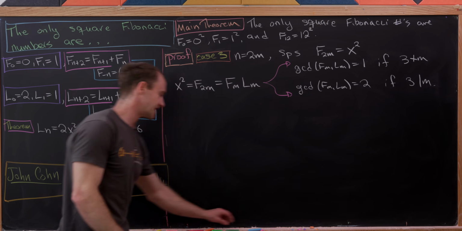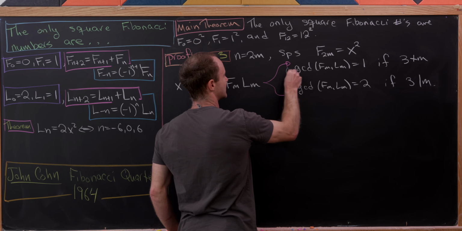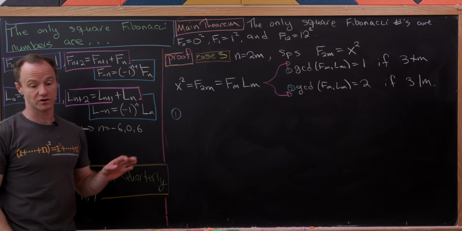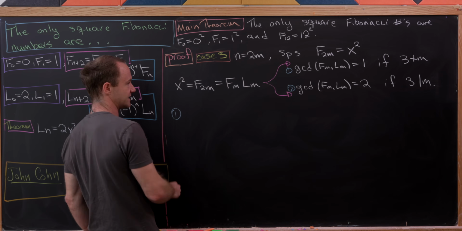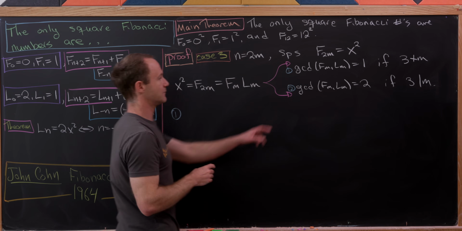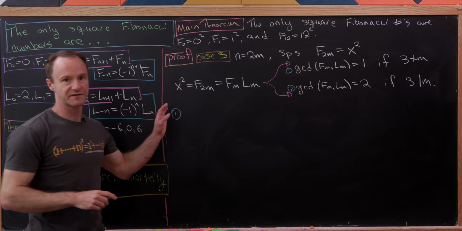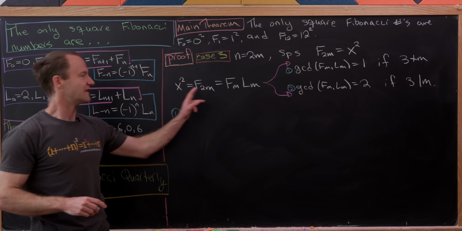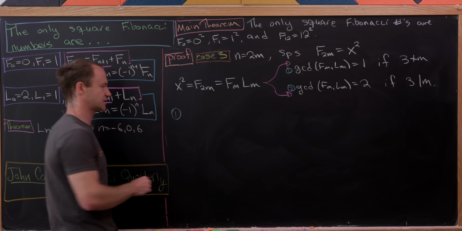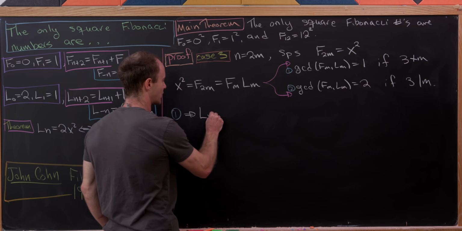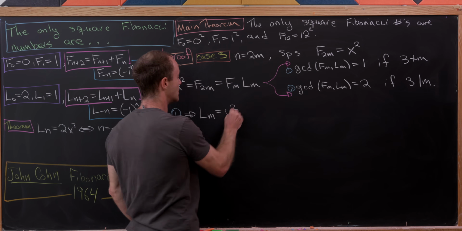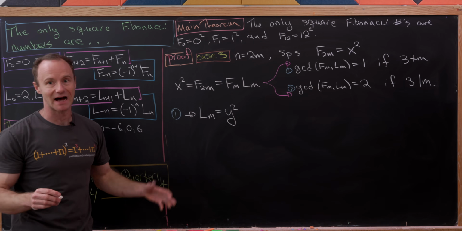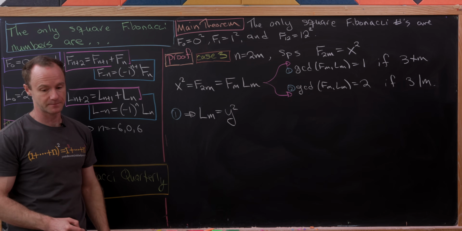And that's going to break us into two subcases. So I'll number this first one 1 and this second one 2. And so let's look at this first subcase. Okay, so if 3 does not divide m, well, this GCD is 1. But if this GCD is 1 and we're multiplying these two things to get a perfect square, that means these both have to be a perfect square. So in other words, we have a perfect square Lucas number, which is going to be y squared. It's just the portion of x squared that is not taken up by f sub m.